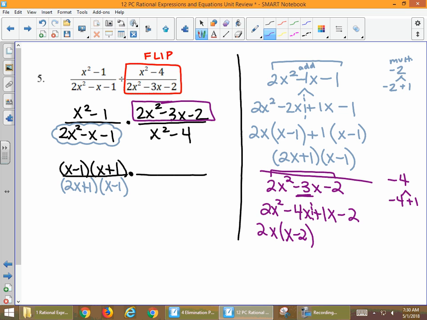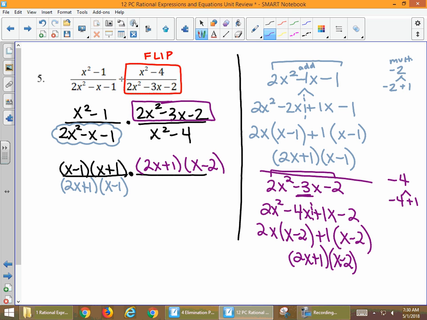Left with x minus 2. My next two terms just have 1 in common, but my parentheses match, so it's feeling good. 2x plus 1 times x minus 2. So that's going to go in my numerator since I flipped that fraction. 2x plus 1, x minus 2. And then the last piece of factoring I have to do is this difference of squares in the denominator, x squared minus 4, x plus 2, x minus 2. That's what we're done.